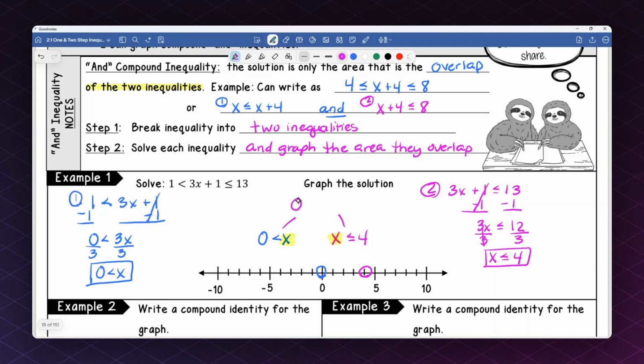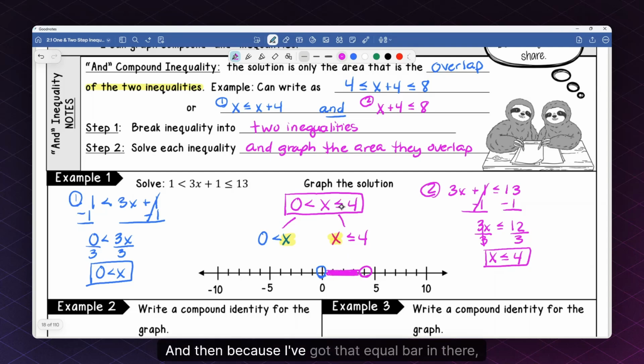We can go 0 is less than x, and I only have to write 1x, and then less than or equal to 4. So what this answer here is telling me, my answer has to fall in between 0, and it can be anything in here. And then because I've got that equal bar in there, I know I've got to shade in this circle, it can equal 4.